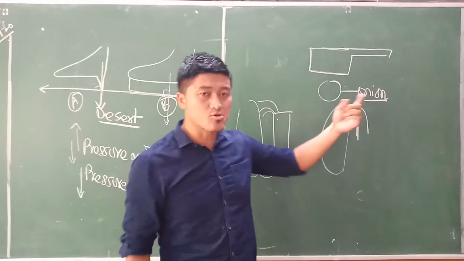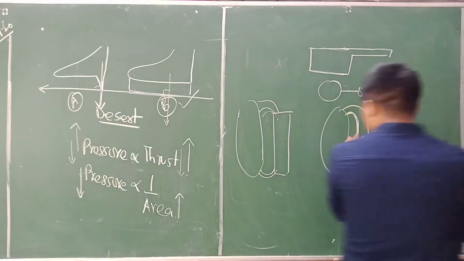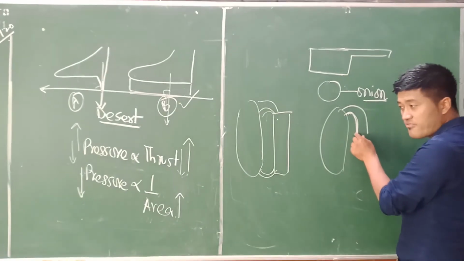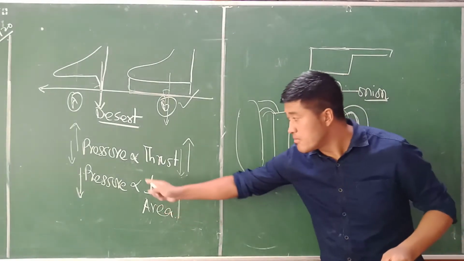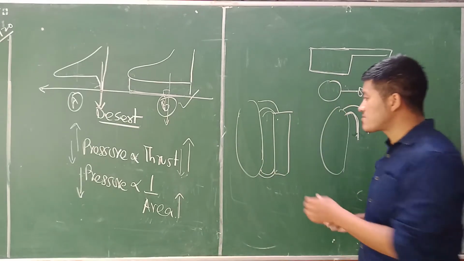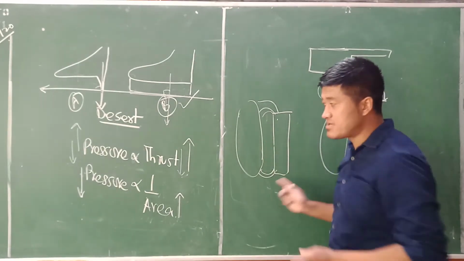If this person is going to feel so much pain over the shoulder, why? Because if you look at the thread over here, it has a very small area. If there is a very small area, then there will be more pressure, which is why he will be feeling the pain. But if you look at this particular strap of the bag here, it has more area, that means less pressure.